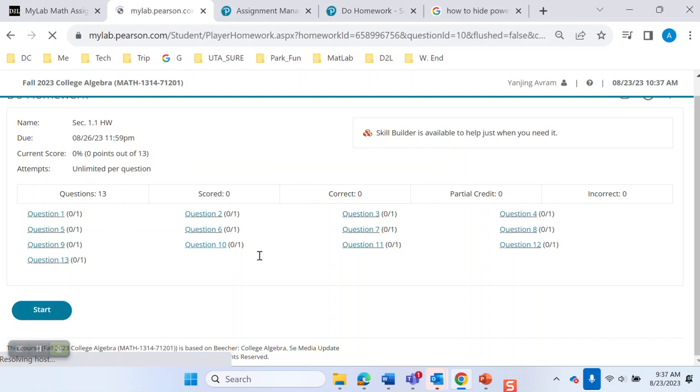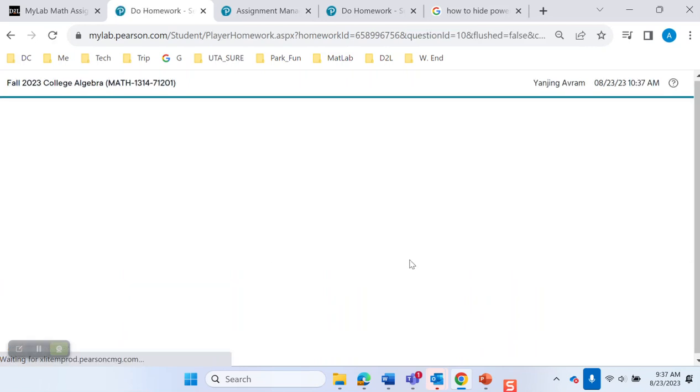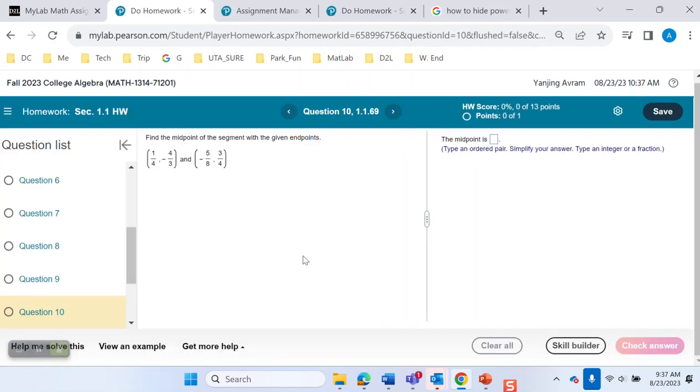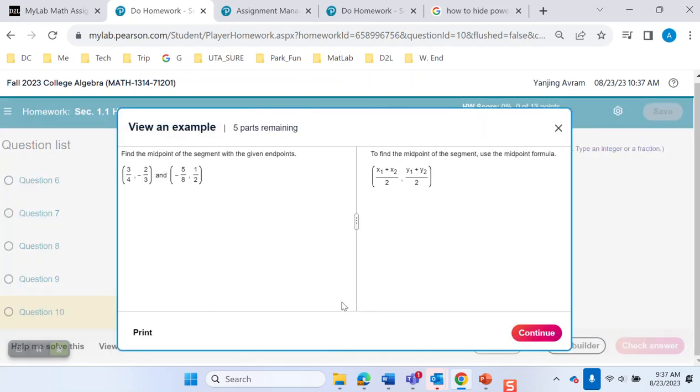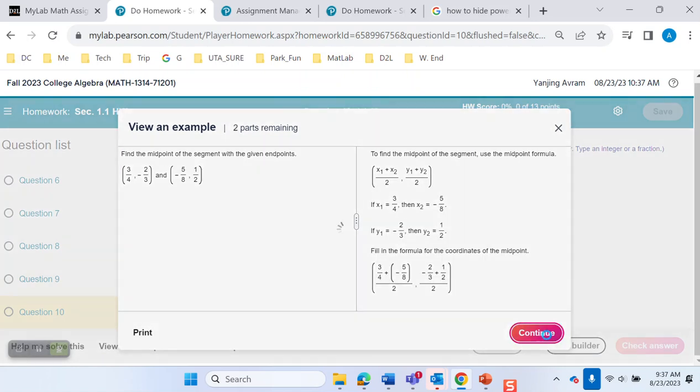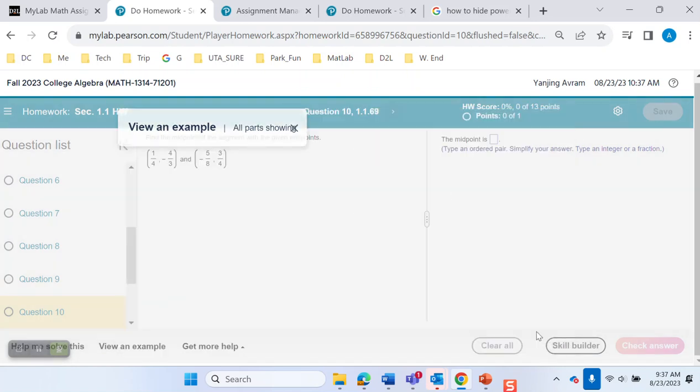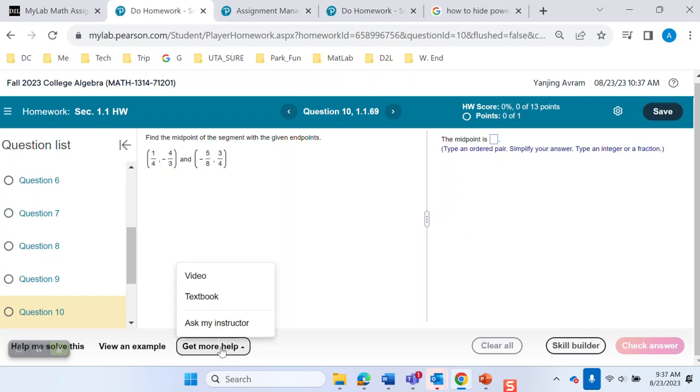And if you do the homework, you also have a view an example in here. So look at that. If you do not know how to do this one, you can go to view an example, and it will take you step by step. You click continue, it will take you step by step for that. You can also get a video in here, or you can open a textbook, or if you click ask the instructor, it will send me a link.